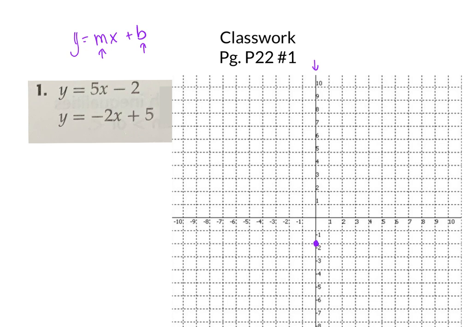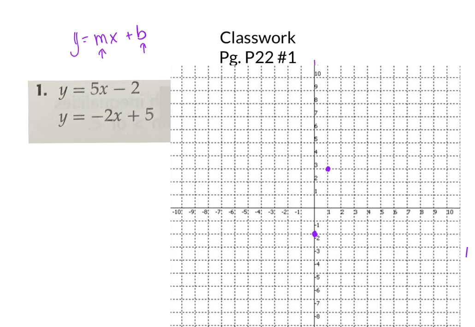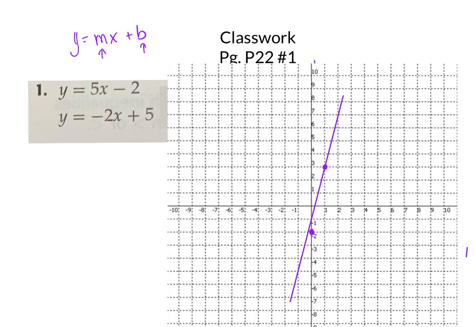My 5 in front of the x tells me how to move. I'm going to go up 5 and over 1. And so that's where I'm going to place this particular line. Oh, it's moving on me. I'm going to have to move him. He is not where I want him to be. There we go. All right.